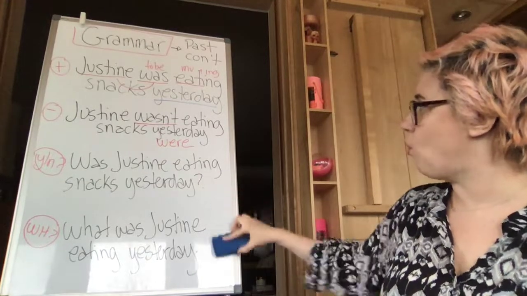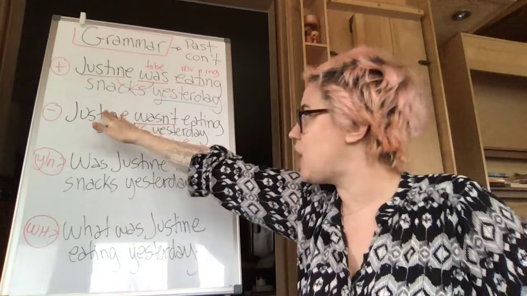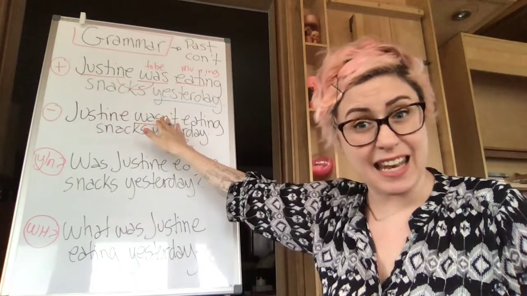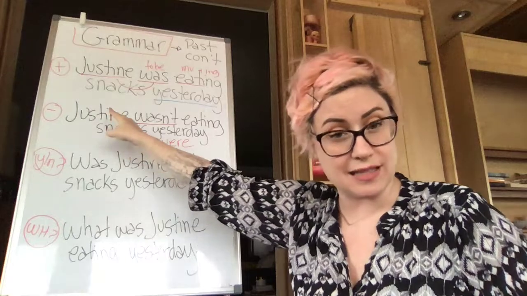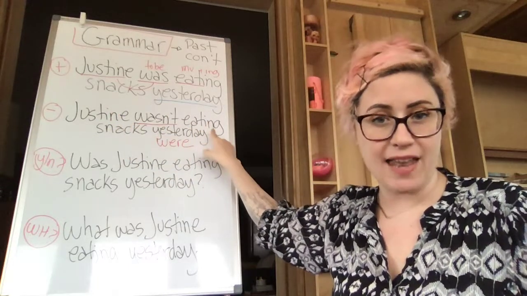So Justine wasn't eating. So we have our subject, the verb to be in the negative, and the verb to be agrees with the subject. And then we have our verb and ing.